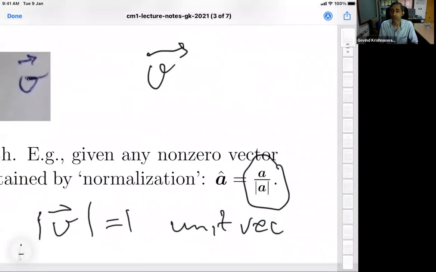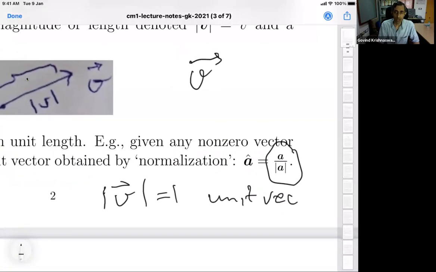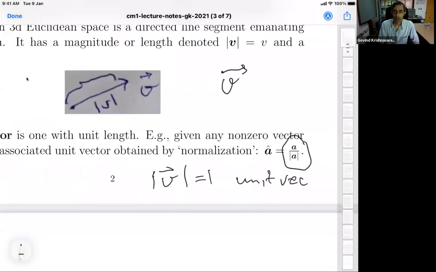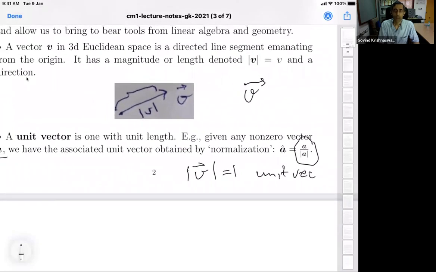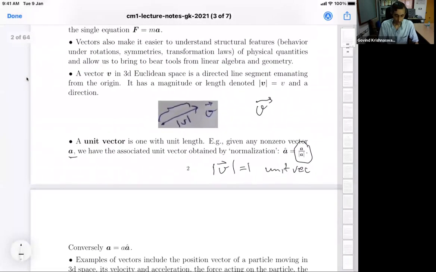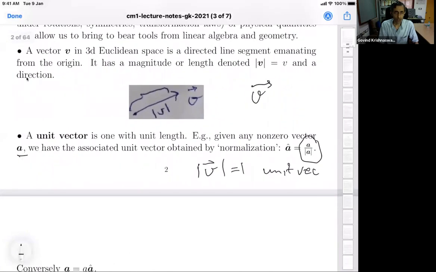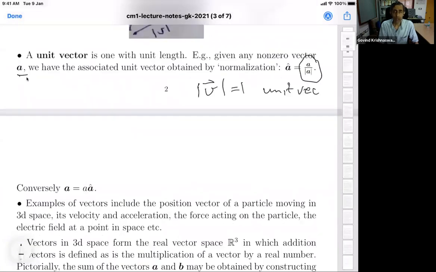So this is called a unit vector. Notice, of course, you cannot define a unit vector out of the zero vector, because you can't divide by 0 in a meaningful way over here. So given any non-zero vector A, you have the associated unit vector in the same direction, and that is called A hat. Fine. And of course, conversely, given a unit vector, you can recover the vector A by multiplying the unit vector by the magnitude of A. So that is what this equation conveys. All right.